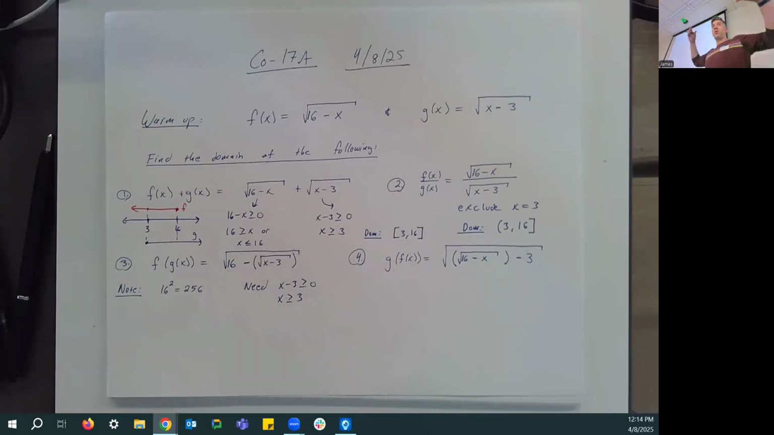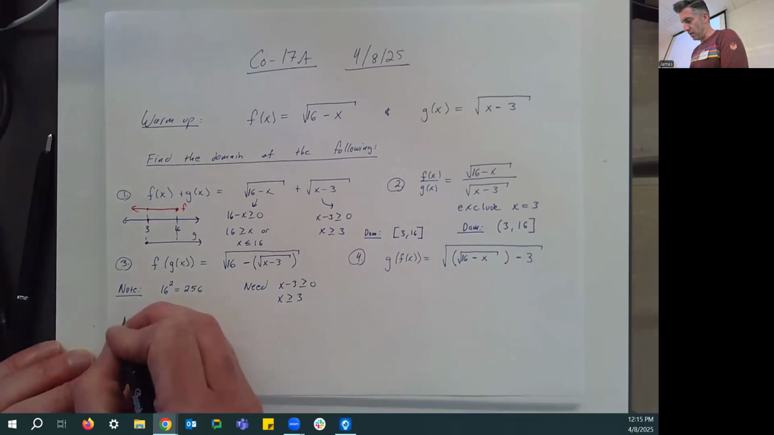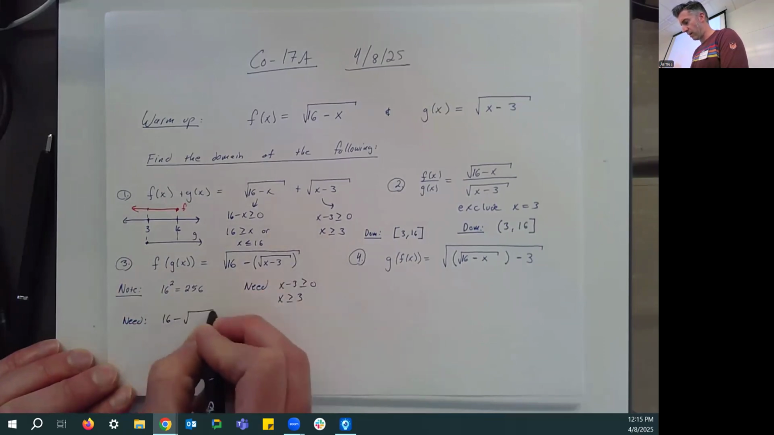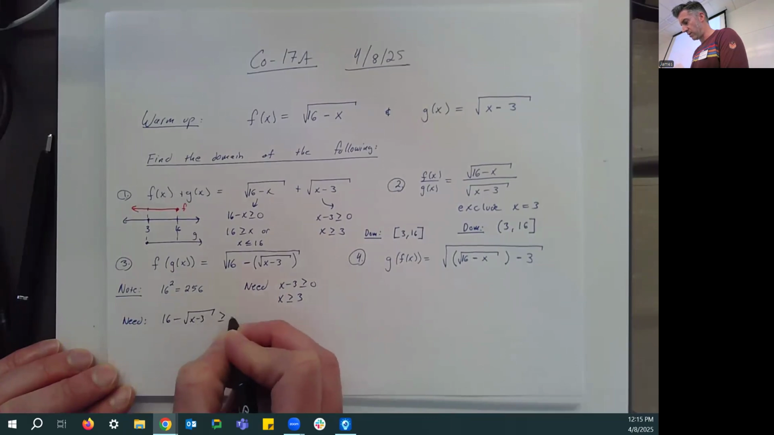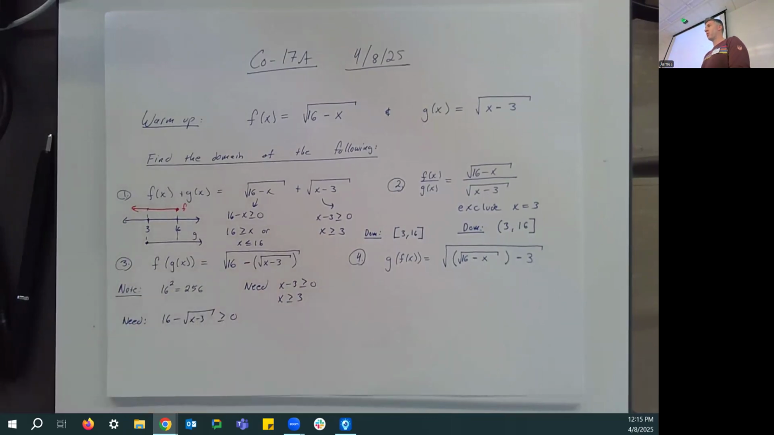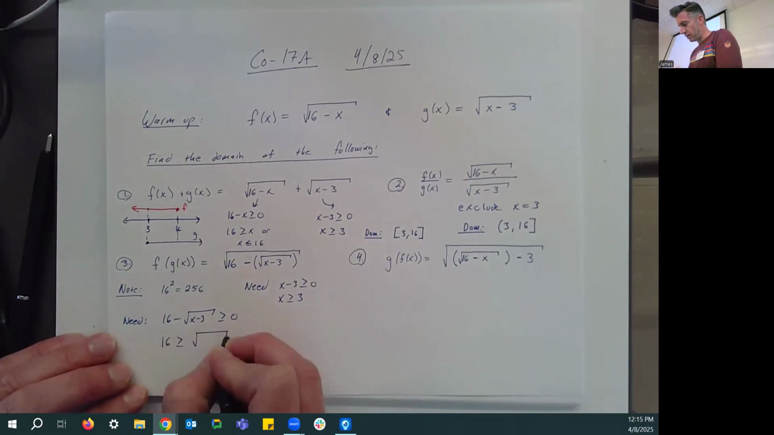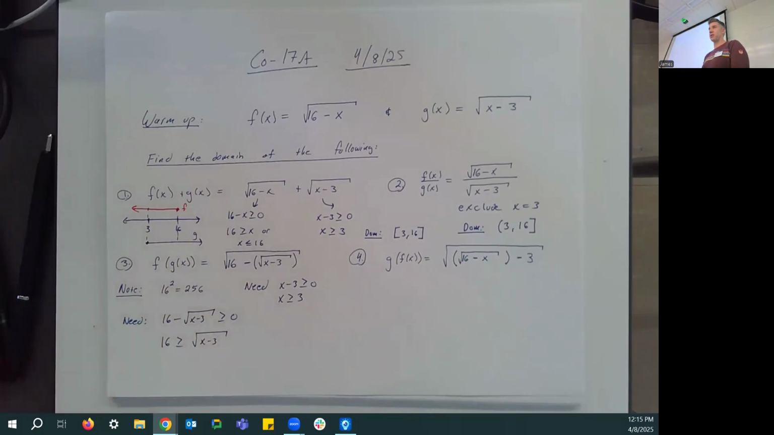So for this larger composition, we have to just look at the whole picture and say, well, we also need the inside of the square root, which is 16 minus the square root of x minus 3, to be greater than or equal to 0. Which means we need this square root to give us something that's less than or equal to 16. Right? If this was too big, we'd have 16 minus something too big, which would be negative. So what we need is our square root of x minus 3 to be less than or equal to 16.